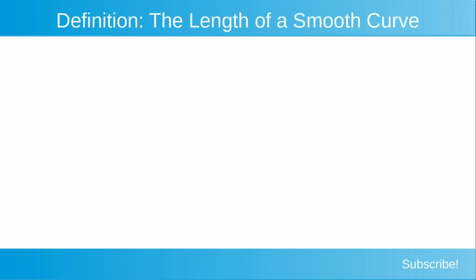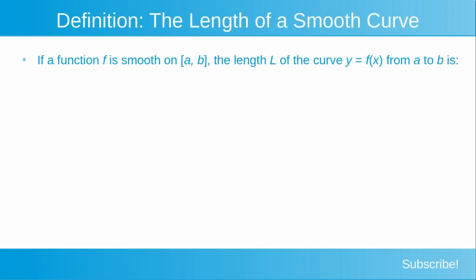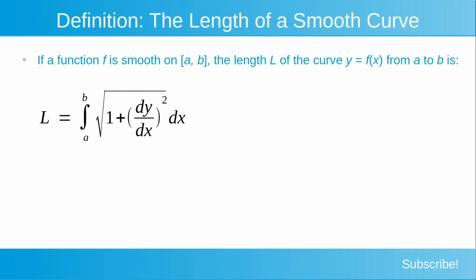This brings us to a definition for the length of a smooth curve. If a function f is smooth on a closed interval from a to b, the length, capital L, of the curve y equals f of x from a to b is equal to the integral from a to b of the square root of 1 plus dy dx squared dx. This concludes our discussion of the theory of how to calculate the length of a curve.